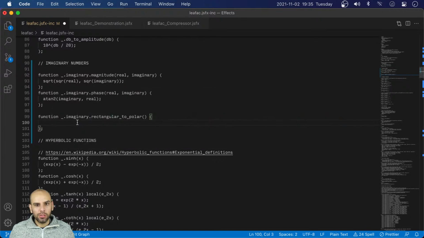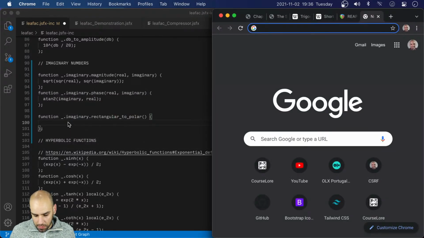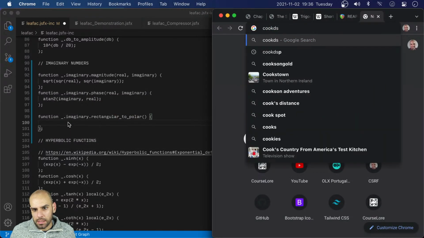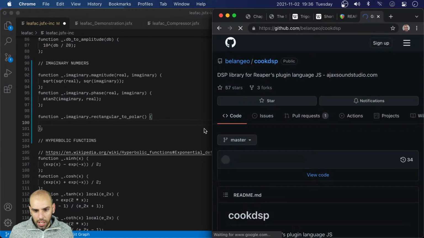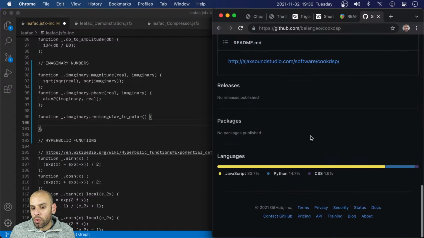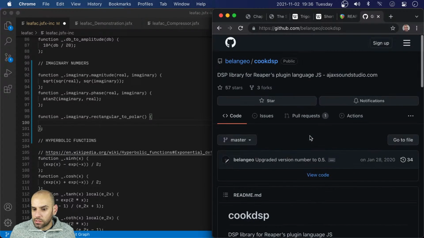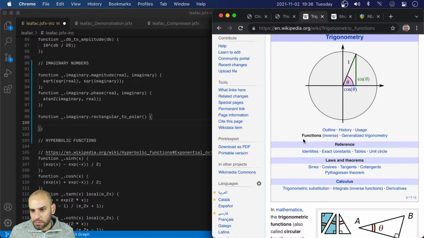And I know that in some ways, like in terms of usefulness, this is not super useful. There are libraries that implement this already. There is Cook DSP, for instance. There are libraries that implement all of these things and more. But we are learning about this.